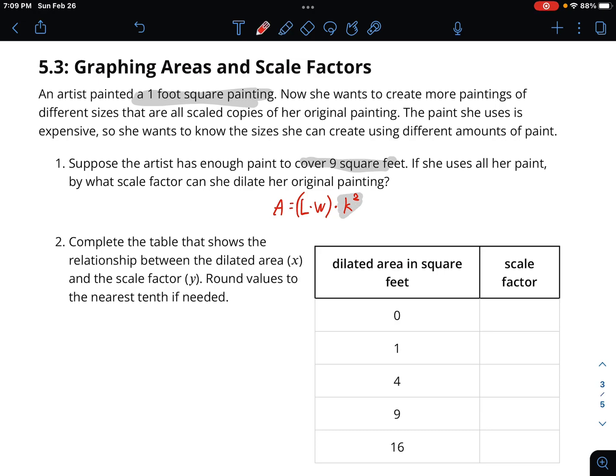With this painting, what we have right now is length times width, and this gives us an area of 1. And she's going to try to scale it to figure out what's going to give her an area of 9. What did we end up multiplying length times width by?